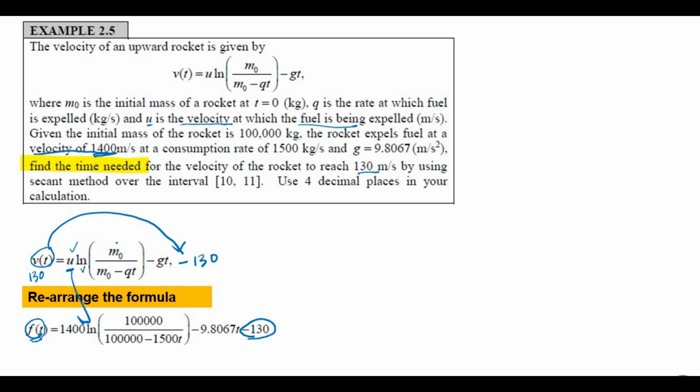Here is our ln, and then our mass at initial, represented by this mass. Our initial mass is given here, 100,000. So we have 100,000 here. Okay, this is correct. 1, 2, 3, 4, 5, 100,000, then this is also correct. So we have our initial mass. Then we minus with our Q, where Q is our rate at which the fuel is expelled. So the given consumption rate is actually 1,500. So you can see that it is there. Then minus with 9.807. So we have our gravity here. So this is our G here.